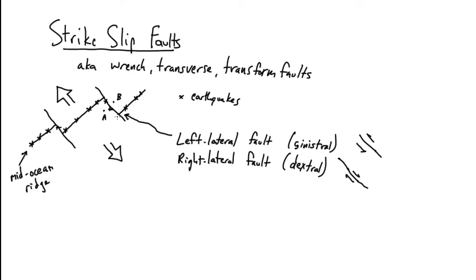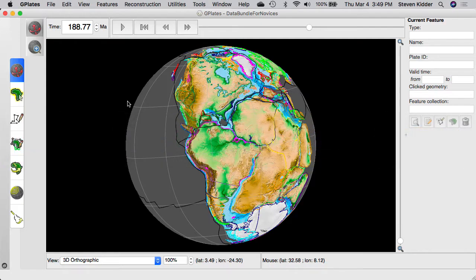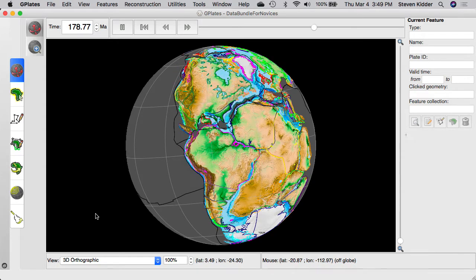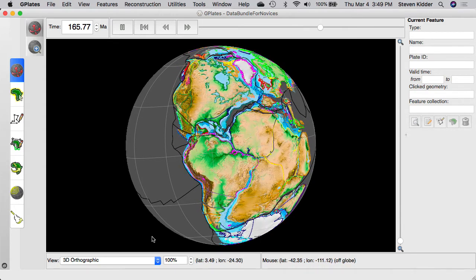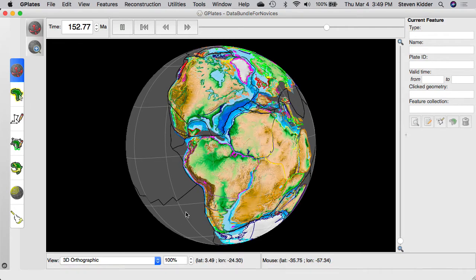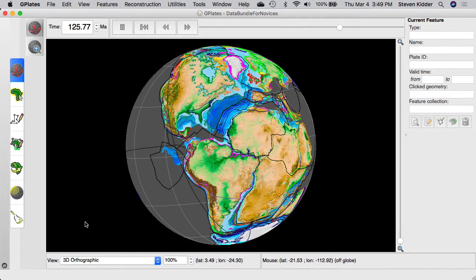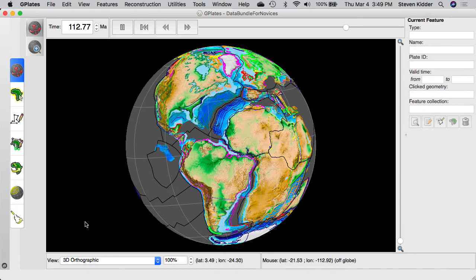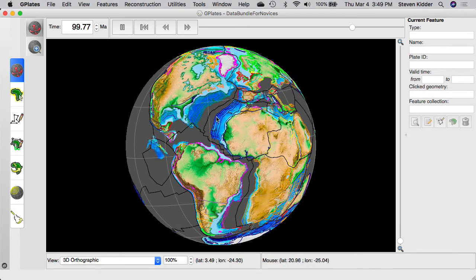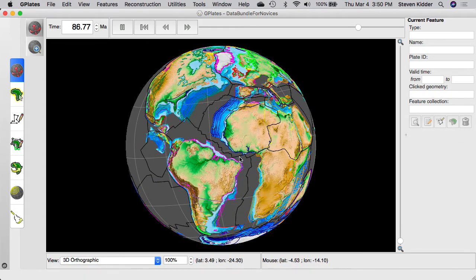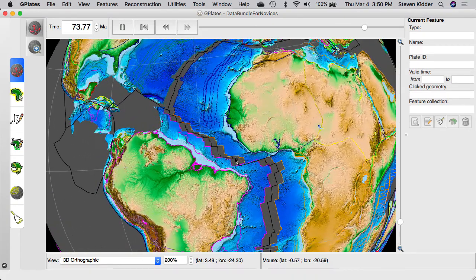Okay, so let's switch to a program called GPlates, where we can see one of these forming. This is the Earth at about 187 million years ago, a reconstruction, and anything that's gray is not part of the Earth's surface anymore. So we're watching the Atlantic Ocean open up as spreading occurs, and now spreading is occurring between Africa and South America.